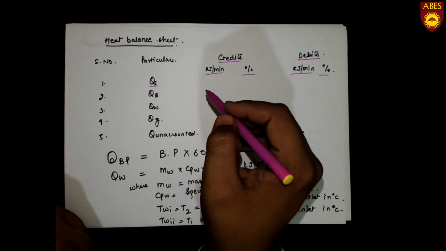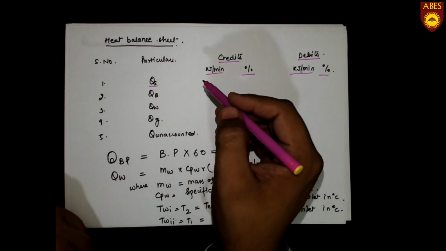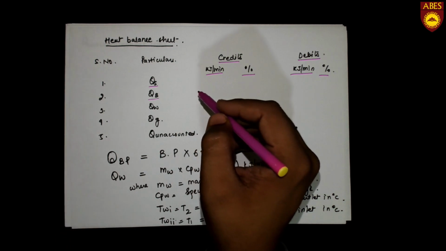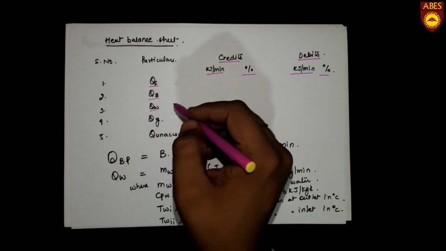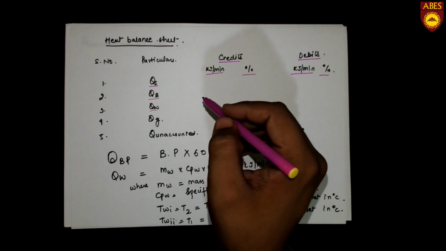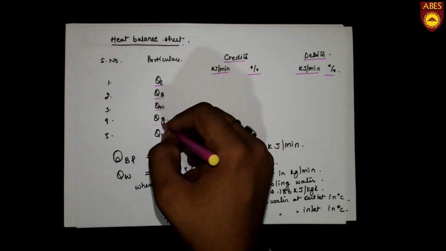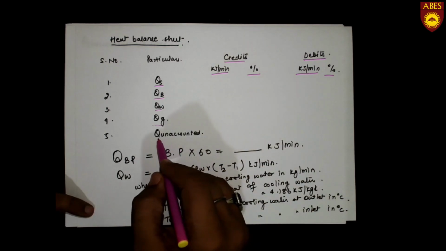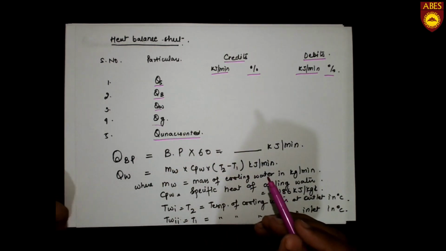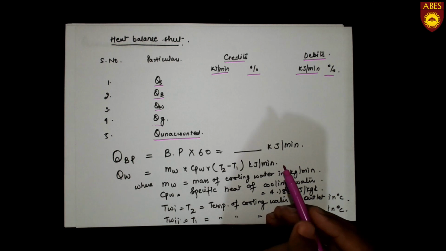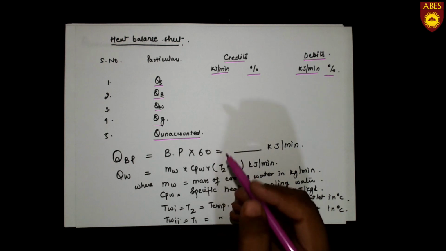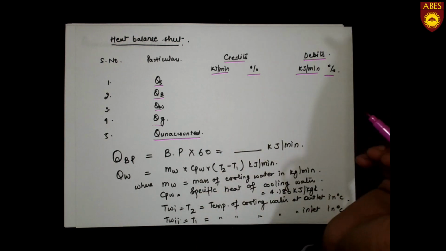QS is the heat generated. QB is the heat equivalent to the brake power. QW is the heat lost by the cooling water. Qg is the heat lost by the gases, and this one is the unaccounted heat. But before this heat balance sheet is maintained, we have to see what the actual unaccounted heat is, and we have to perform certain tests also.